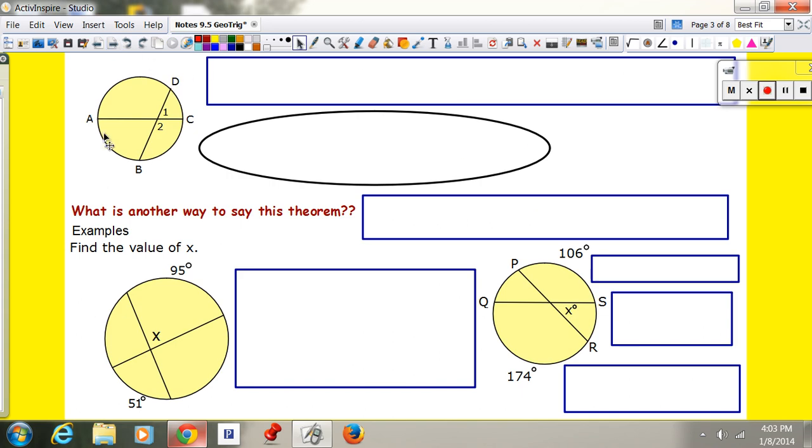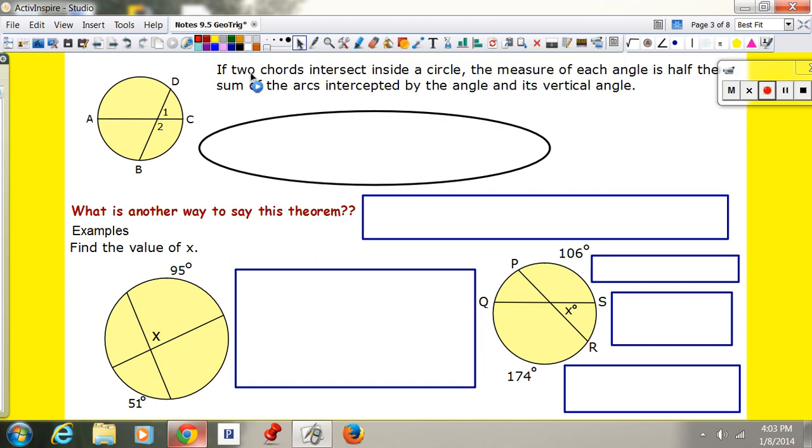When you have intersecting chords, two chords that intersect, and there's no diameter or radius or anything like that, just two chords intersect inside of a circle, the measure of each angle is half the sum of the arcs intercepted by the angle and its vertical angle. That's a lot of words.